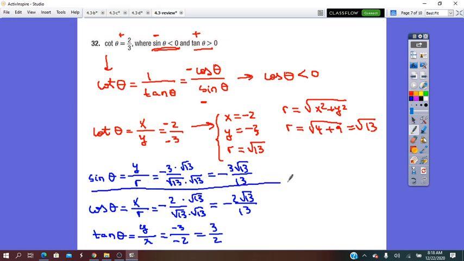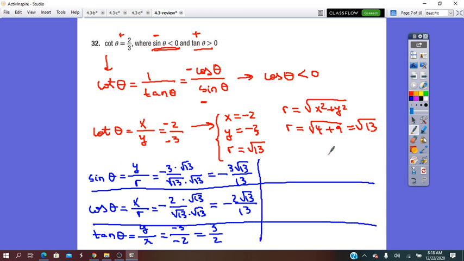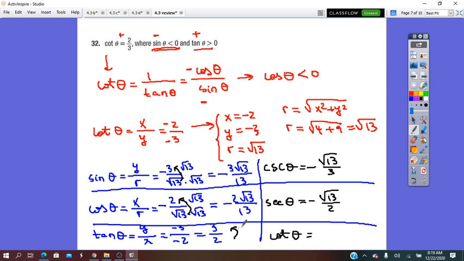From here, we will find the reciprocal for each one of them. The reciprocal of sine is the cosecant theta. We got here in rationalized form, so to get the cosecant, we can just go into here. It's the reciprocal, so it will be negative square root 13 over 3. The reciprocal of cosine is secant theta, and this equals, we go into here, negative square root 13 over 2. And the reciprocal of tan is cotan theta, which is 2 over 3.